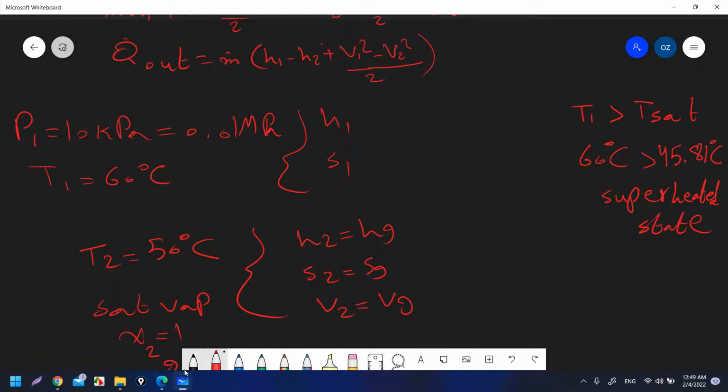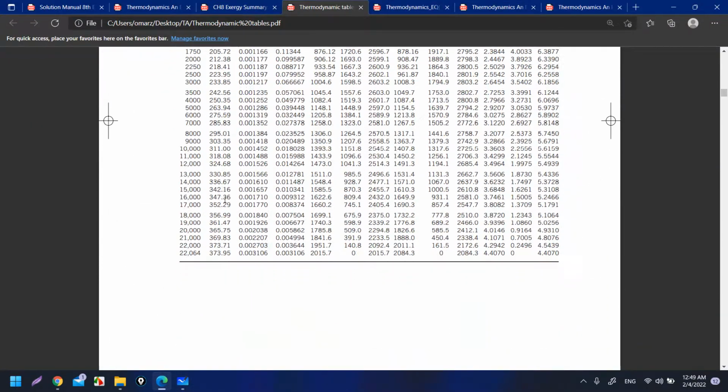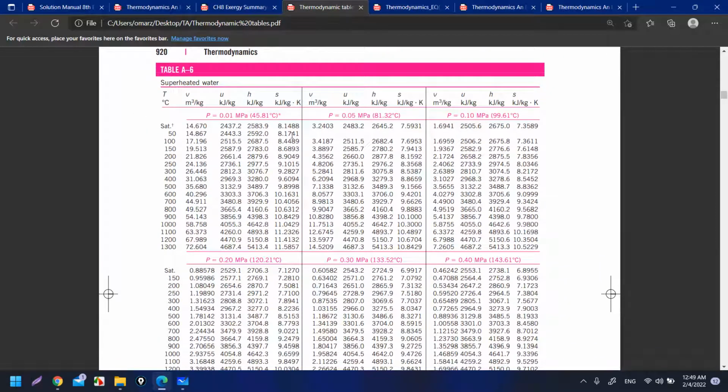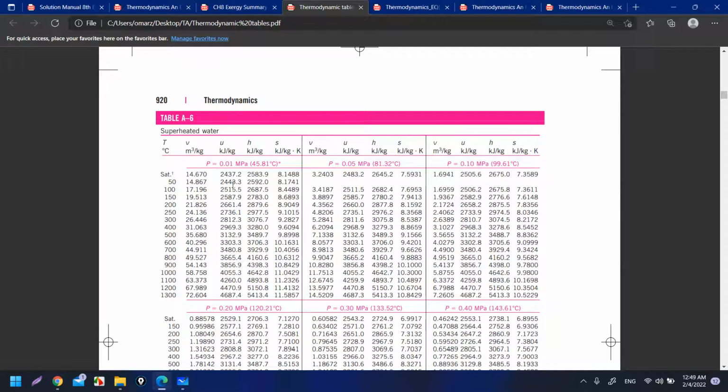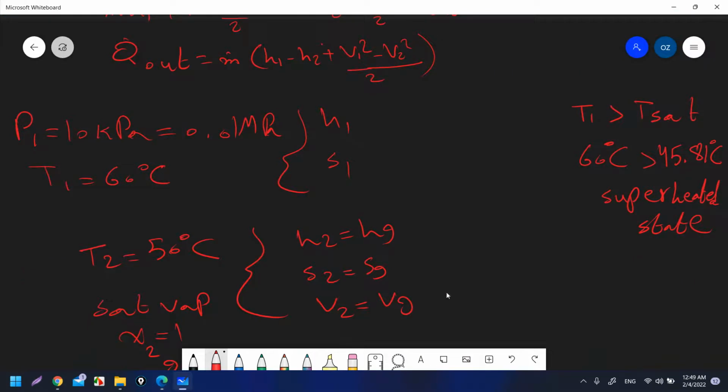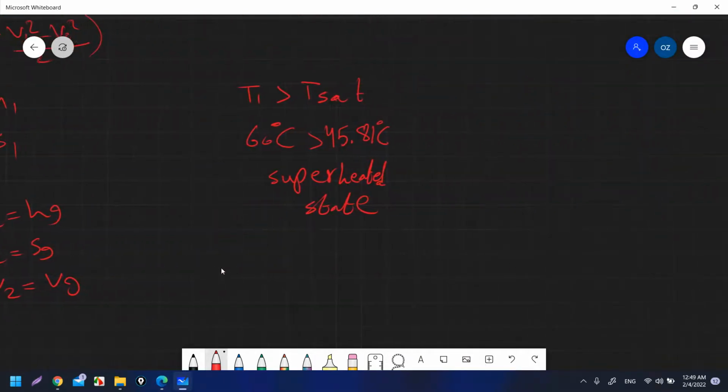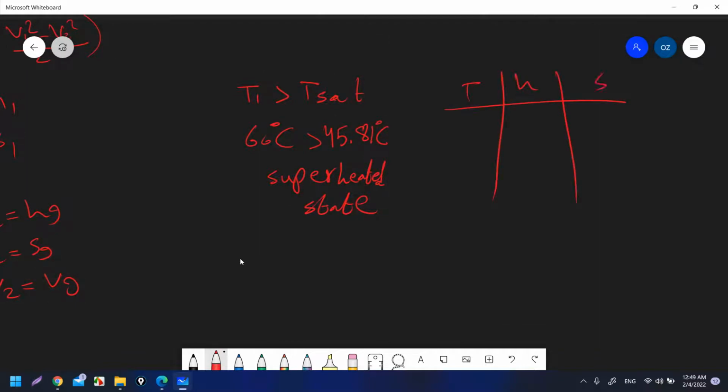So I have to go to the superheated table A6, at 0.01 megapascal. 10 kilopascal is equal to 0.01 megapascal, so you divide by 1000. At 60, and I don't have 60, I should make an interpolation to find H and S between 50 and 100, using these two values for H and these two values for S. So let's make the interpolation between T, H, and S.